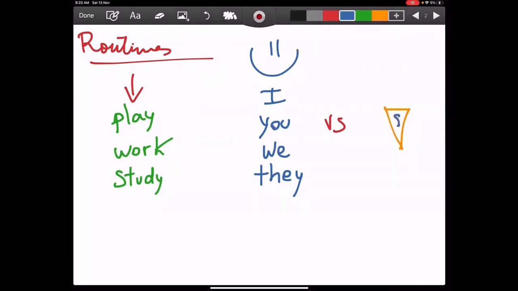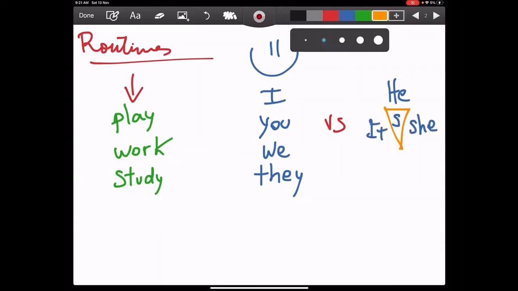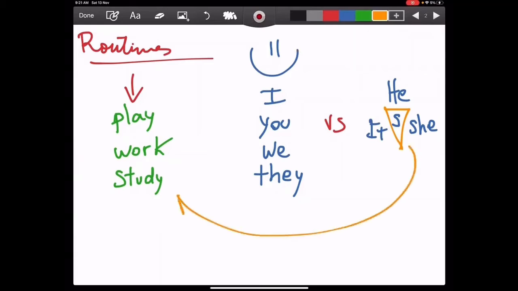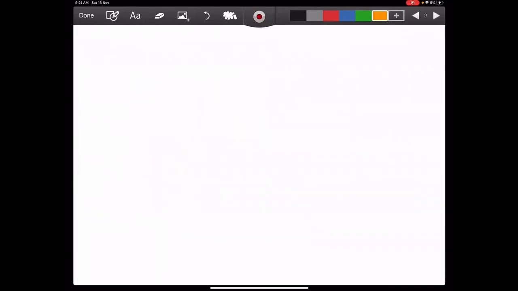On the top of this triangle, we'll see he, or Pedro, or my brother, my father. We have she, my mother, or Andrea, and it for animals and things. When we talk about these singular subjects, he, she, and it, the verbs will have an S to represent the singular subjects, not plural, singular. Okay, now some examples.